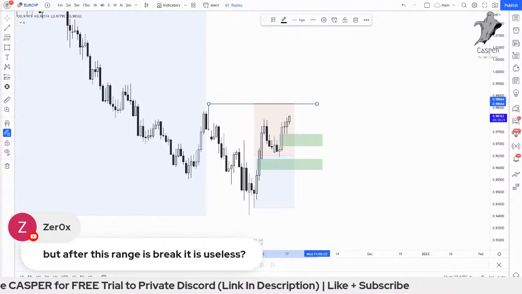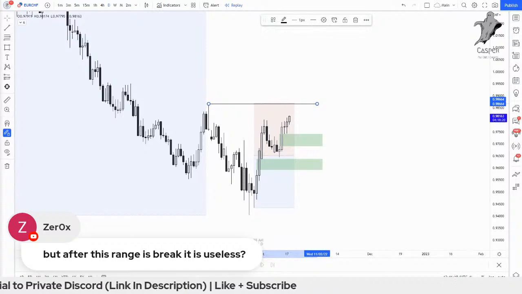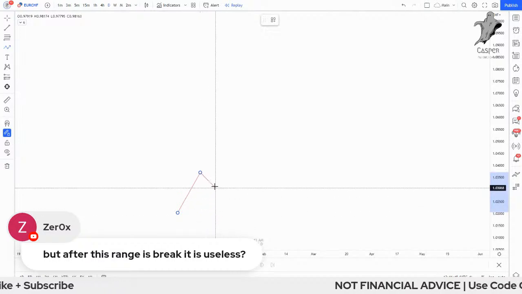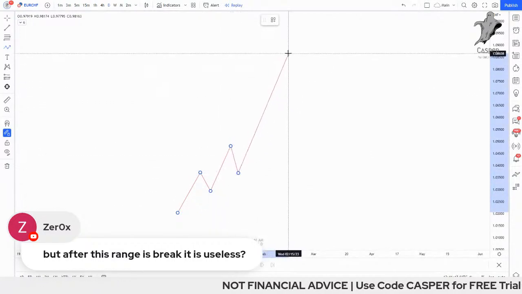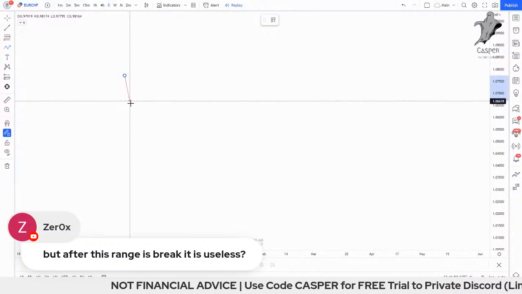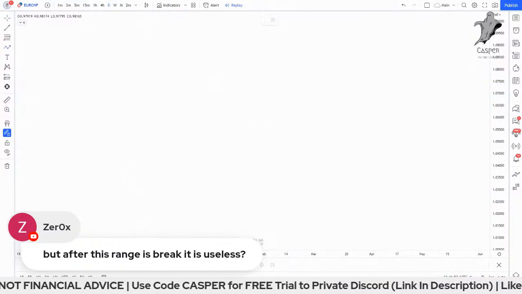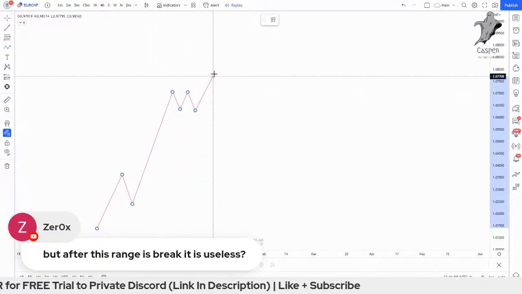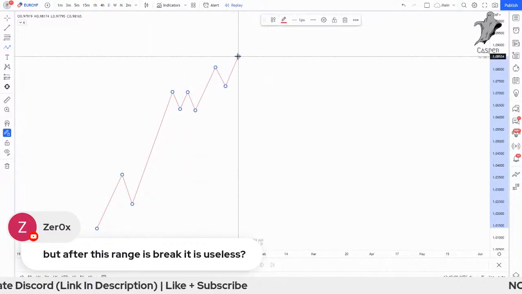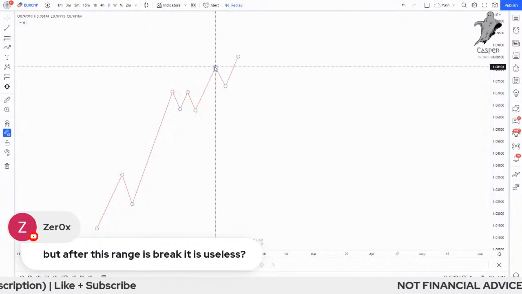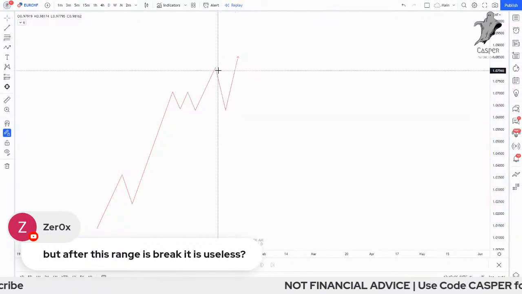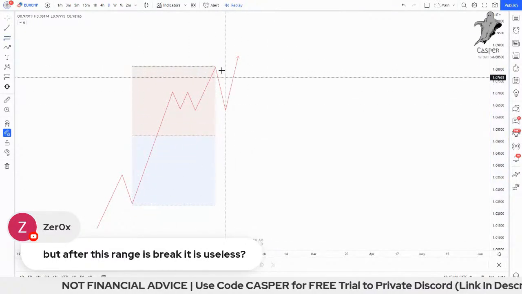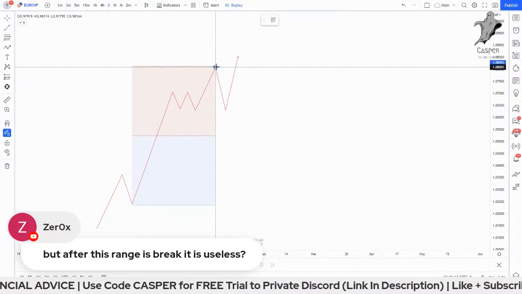But after this range is broken, it is useless? I mean, no, not necessarily. It depends. Like I was saying, let's say you have your range. Let me draw this again. I'll do it like this. So for instance, before that break happened right there, you would have said that this was your range. And then theoretically, you could look at that as it being broken.